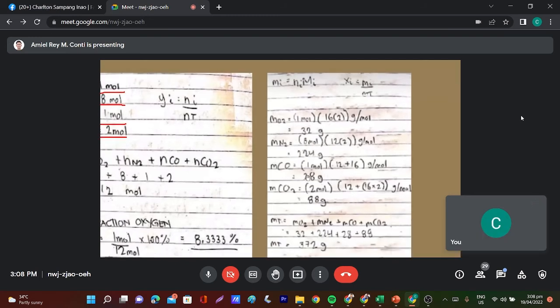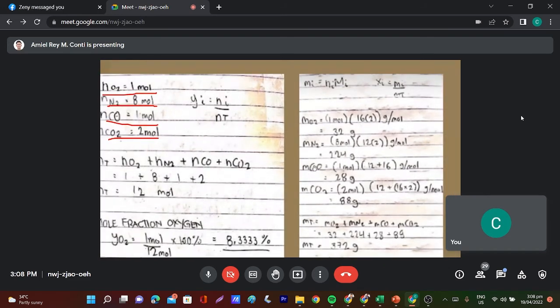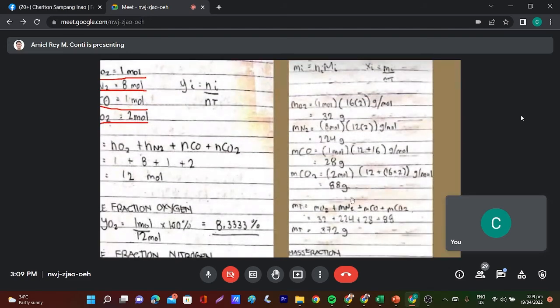Then for carbon monoxide, 1 mole. Carbon is 12. The oxygen, since it is not indicated as 2, there is only 1 oxygen in carbon monoxide, so 16 only. It is not multiplied by 2. So 12 plus 16, we just add the molar masses of carbon and oxygen, we get 28, since we just multiply by 1. Then for carbon dioxide, 12 for carbon, and since oxygen is indicated as diatomic here, 16 times 2. So 12 plus 16 times 2, then multiply by the 2 moles given, we get 88 grams.